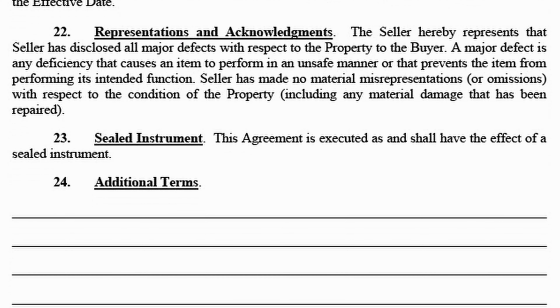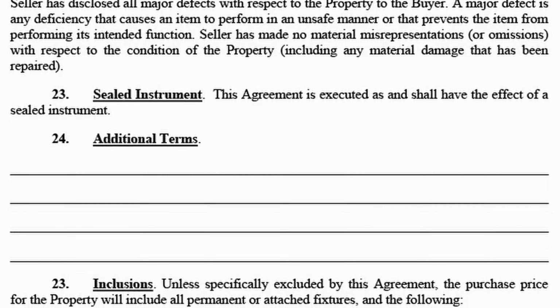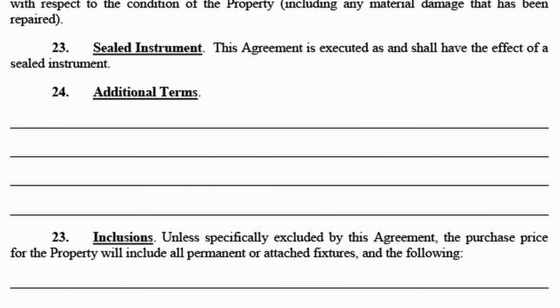Section 23, a sealed instrument, does two things. One, you don't need consideration for a sealed instrument in the state of Delaware, or at least for a document that's governed by Delaware law, and also it increases the statute of limitations to 20 years. Section 24, if you have additional terms, that is where you would enter them. However, if you're going to add additional terms, I always recommend that you have an attorney help you construct those additional terms. Otherwise, they may not be enforceable to the extent that you think they are.